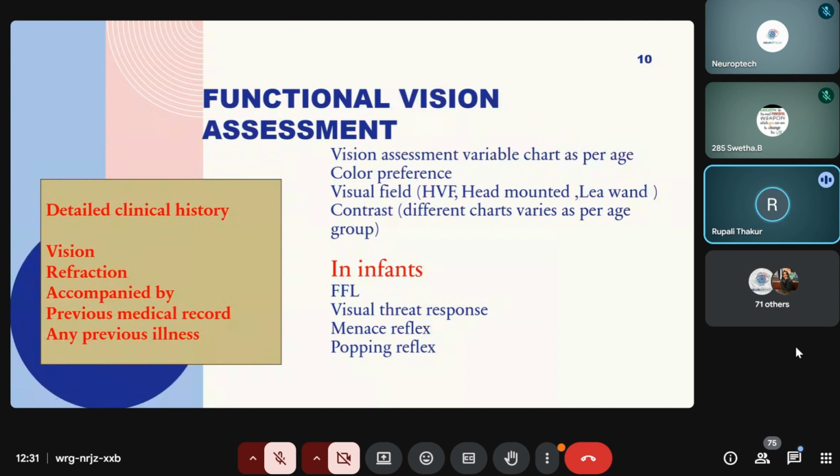But precise medical record and any previous illness, why I am keeping these points, because these are very important. Because if you leave out any point, then you are unable to grasp that the child is having CVI. CVI can be mild, moderate, severe, and very severe. If anybody has mild CVI, then these parameters are going to give you a clue. That's how you can identify, okay, this child may have CVI.